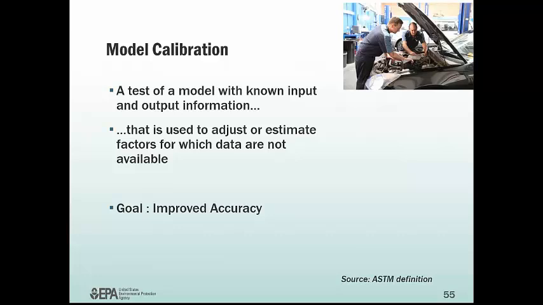So the model calibration process is, I have a definition listed here, a test of a model with known input and output information. So remember, we've been talking about all the boundary conditions. These are known. We know what we're putting into the model, and we have the output, and we're running tests. In the second part of the definition, we're doing that to estimate factors that are unknown, for which we do not have data. The goal of this process is to improve the model accuracy.